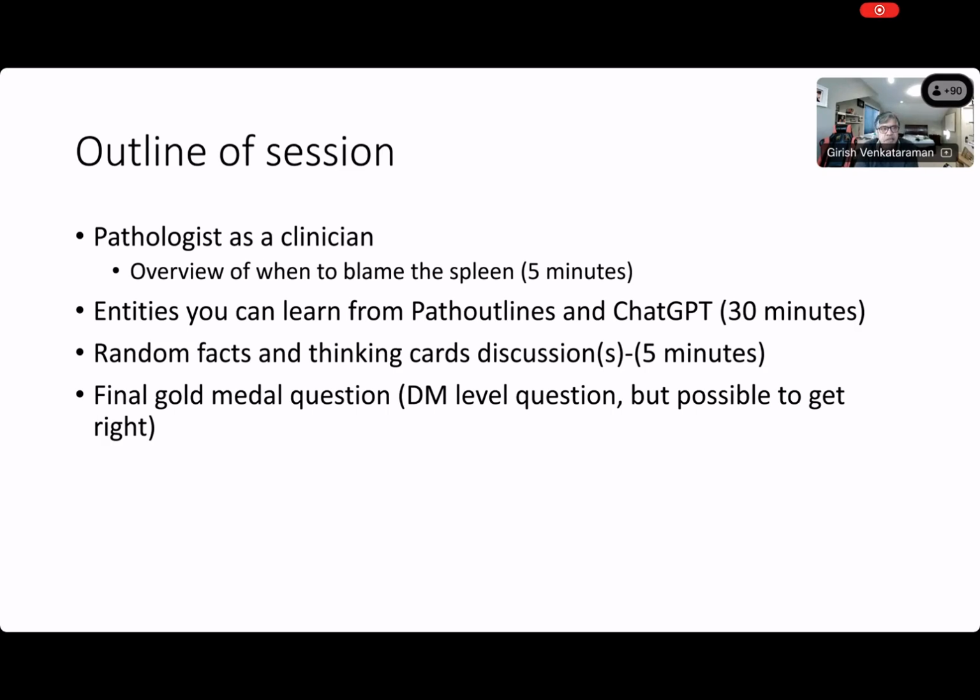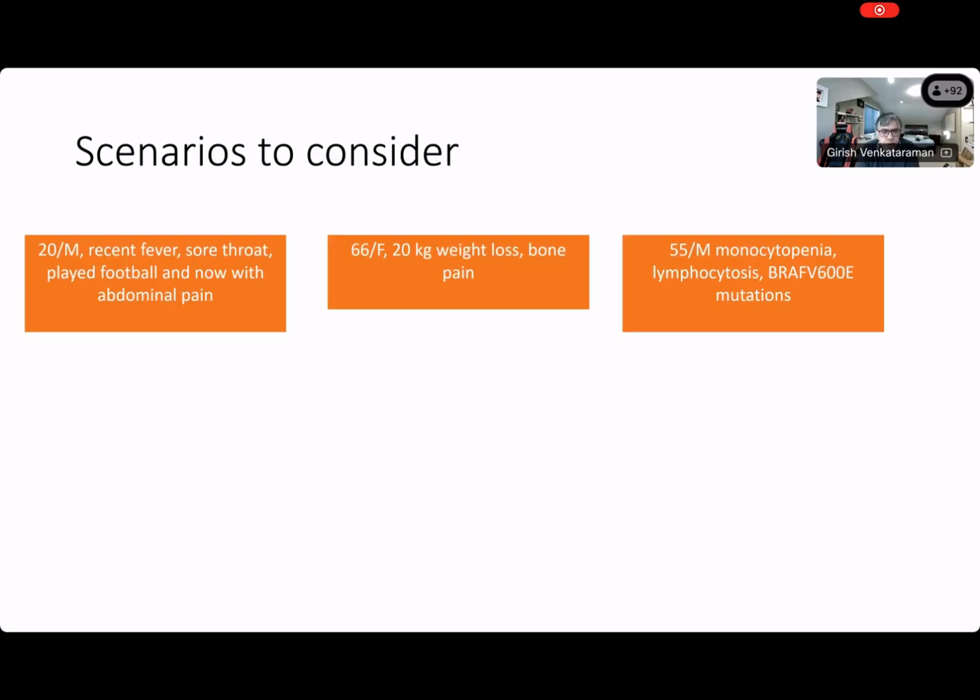So let's start with some scenarios. Let's see if we can think like an internal medicine resident. There are 3 scenarios here. One, to the left: a 20-year-old male who had a recent fever and sore throat. The kid played football. I like to call them kids, they're still 20. And now the patient has abdominal pain. Can any of you connect the dots and guess what all of this could be?